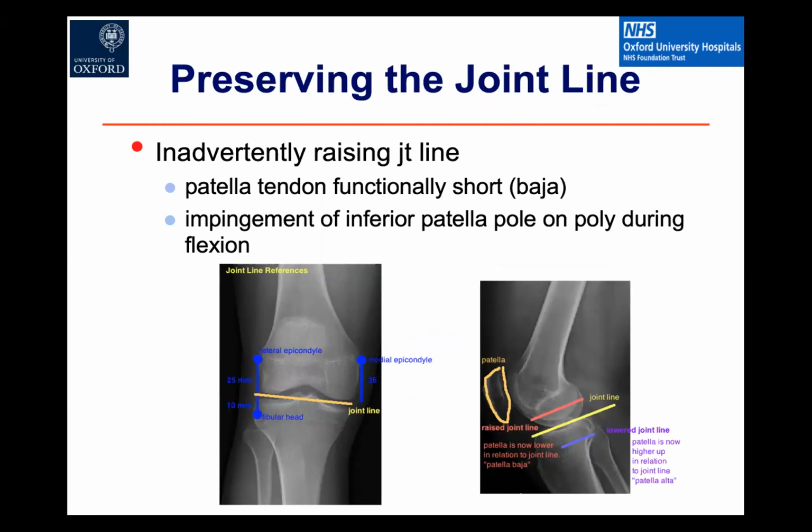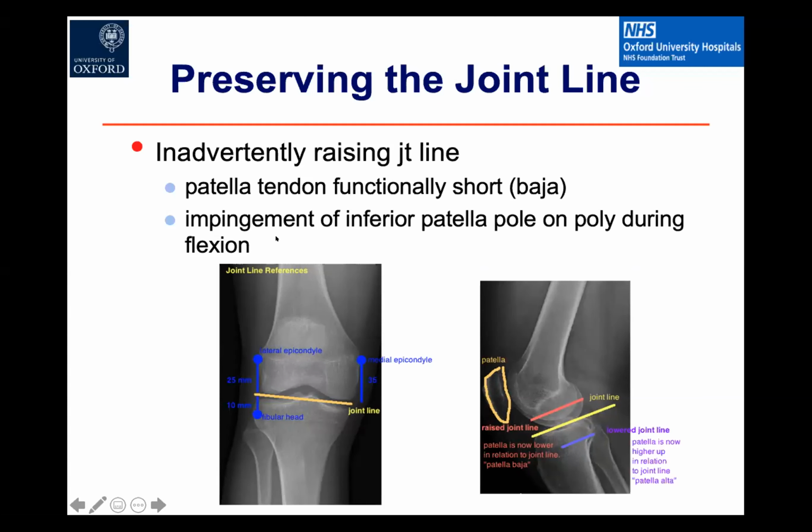The joint line is extremely important, as I said, as one of the goals. And for the joint line, you can see on the left diagram here, there are various ways to estimate it from reference points: 1 centimeter above the fibular head, 2.5 centimeters from the lateral condyle, 3.5 centimeters from the medial femoral condyle, and the patella. The patella isn't very useful for looking at the joint line, because you can have scarring, especially in revision surgery, and patella baja and patella alta can give you a false representation of the joint line.